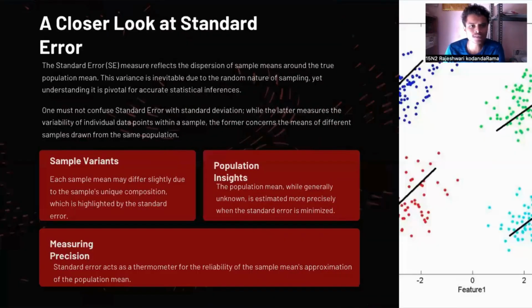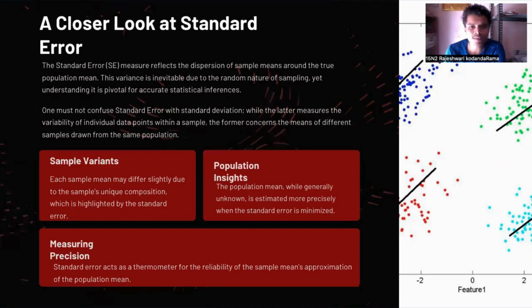So, a close look at standard error. The standard error measures the dispersion of sample means around the true population mean. This variance is inevitable due to the random nature of sampling, yet understanding it is pivotal for accurate statistical inference. One must not confuse standard error with standard deviation.